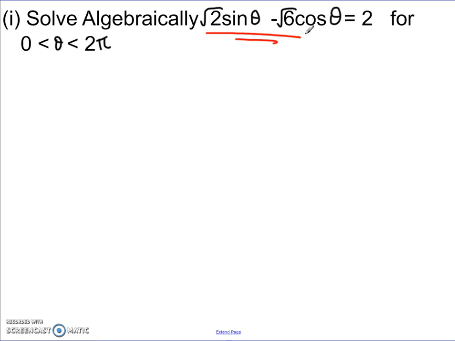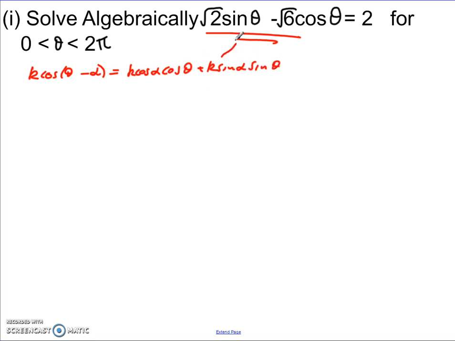Now, it doesn't tell you which form to use, so technically you could use any version of the wave equation you want. Your values for the k and the alpha will be slightly different depending on which version you pick, but you should get the same ultimate solution for theta. What I'm going to do is pick k cos of theta minus alpha. That's the version I'm going to use, but you could use any form of it. So k cos theta minus alpha equals k cos alpha cos theta plus k sin alpha sin theta.